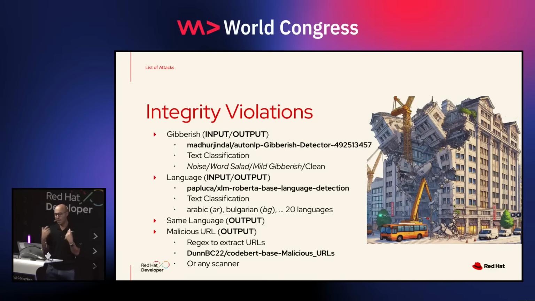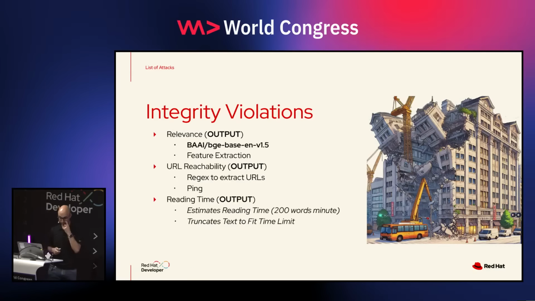You can use any kind of ways for detecting these malicious URLs. And of course, it depends on how you train your model. If you have full control of your model and how you train it, probably you do not need this Guardrail. But if not, if you're using a more generalist model, then maybe you need to use it. There are some models for detecting this, or you can use any URL scanner.